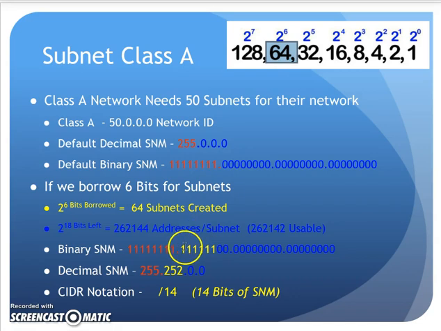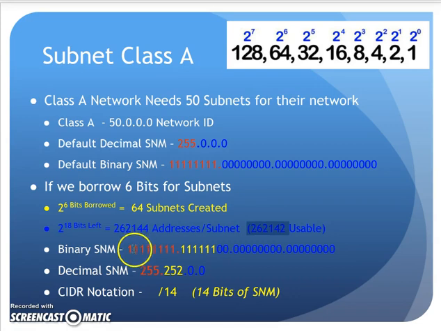When I do that, I'm going to come down here. Here's my 6 bits borrowed. I'm now left with 16, 17, 18 bits. I'm left with 18 bits in the host portion. So 2 to the 18 is going to give me 262,144 addresses per subnet, of which 262,142 are usable. That would be a number maybe I double check. Is that enough usable? I would hope so.